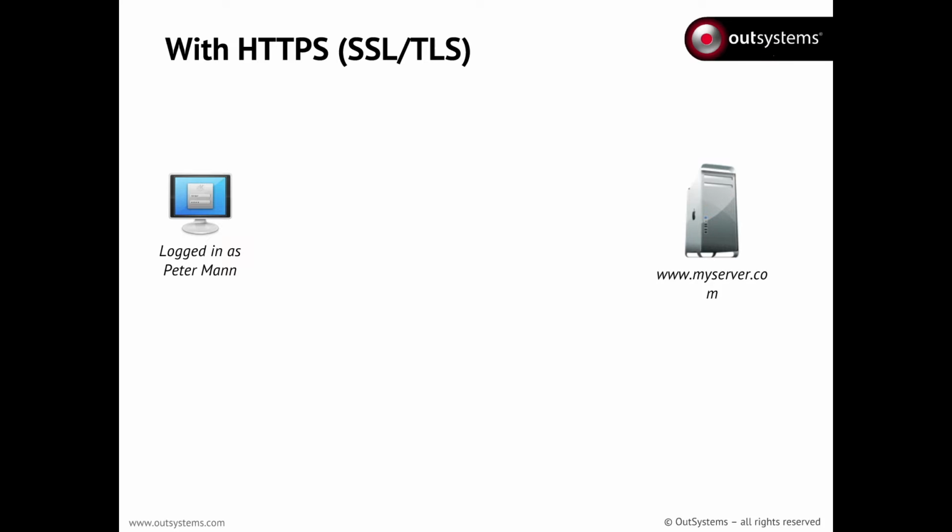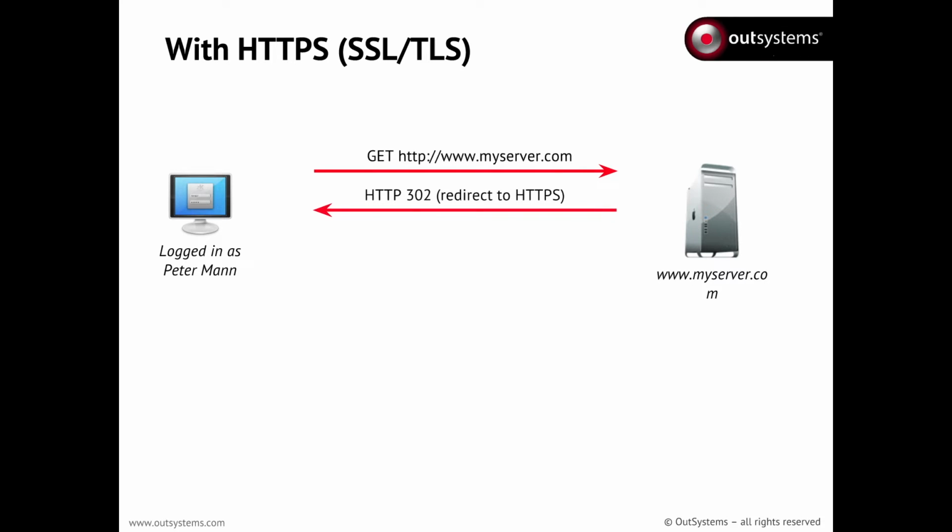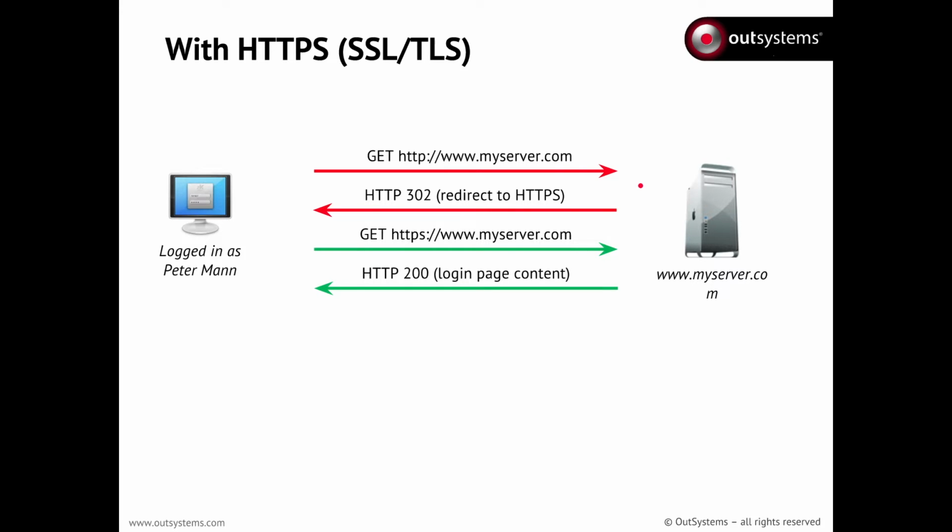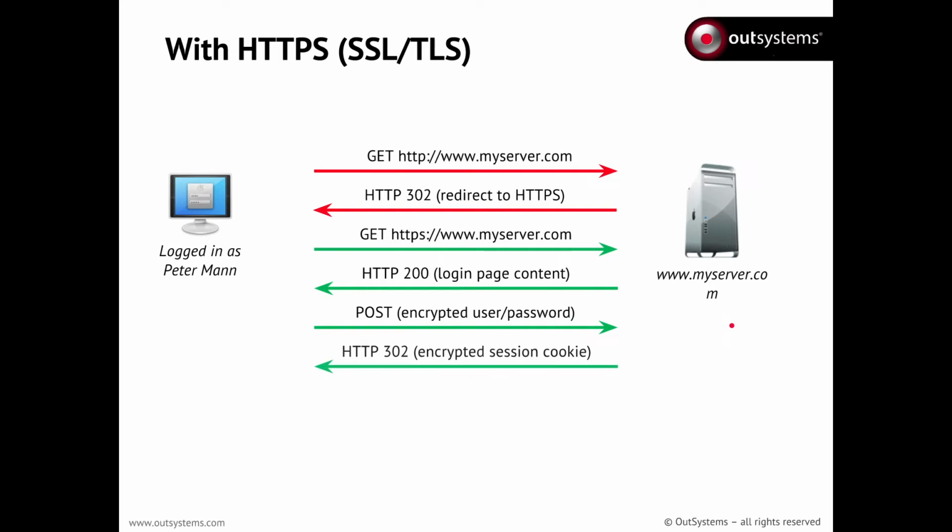impersonating Peter Mann. So now with HTTPS, when Peter Mann tries to log in, he does a GET request, but the server tells him, oh, come over to this site, redirect to HTTPS. And that is what the browser does automatically. It now does a request to HTTPS, and this arrow is now green because it's safe. The data is encrypted. The server replies with login page content. The user replies with the username and password that he typed. This content is encrypted. The server replies with the encrypted session cookie, and all requests from now on include that cookie, but they are secure, they are safe, they are private between Peter Mann and the server.